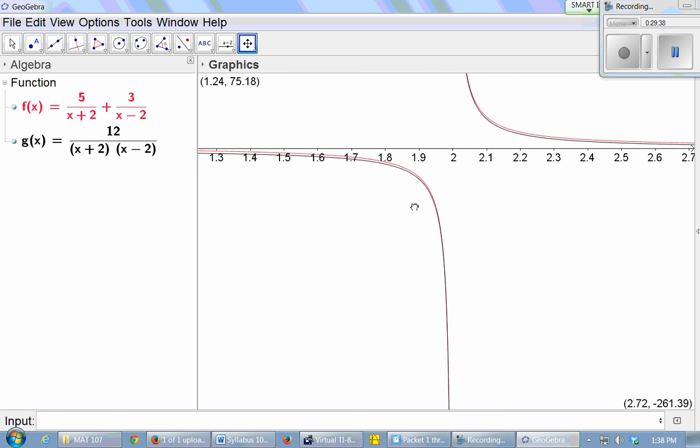And you see that the more I zoom in, the more space appears between them. So they don't actually ever touch.